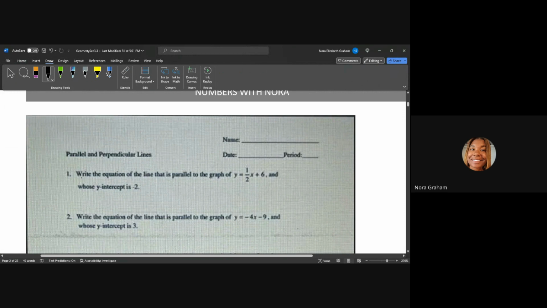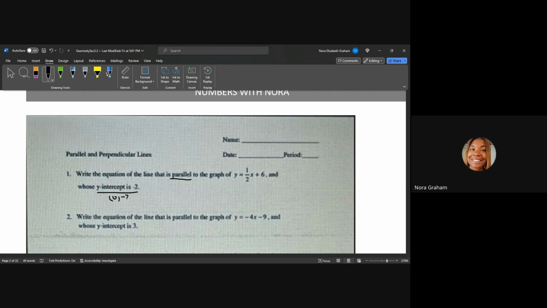So always annotate so you understand what they're asking you. So this one says, write the equation of the line that's parallel to the graph of y equals 1/2 x plus 6, and whose y-intercept, that's when our x is 0, is -2. So for this one, remember, parallel lines means the same slope, okay? And our y-intercept is whenever x is 0. So like if I wanted to write it as a point, 0, -2.